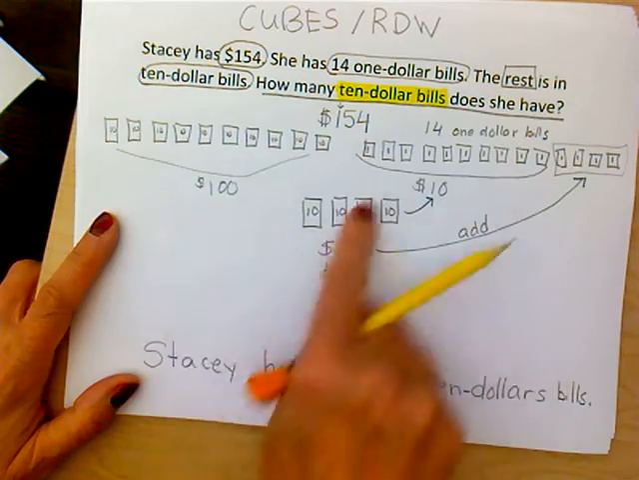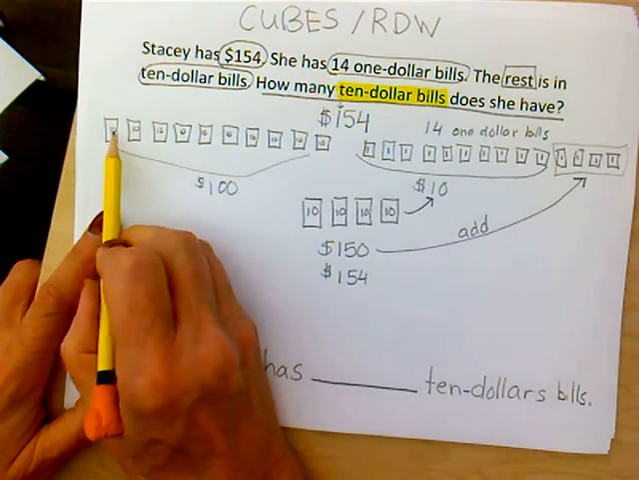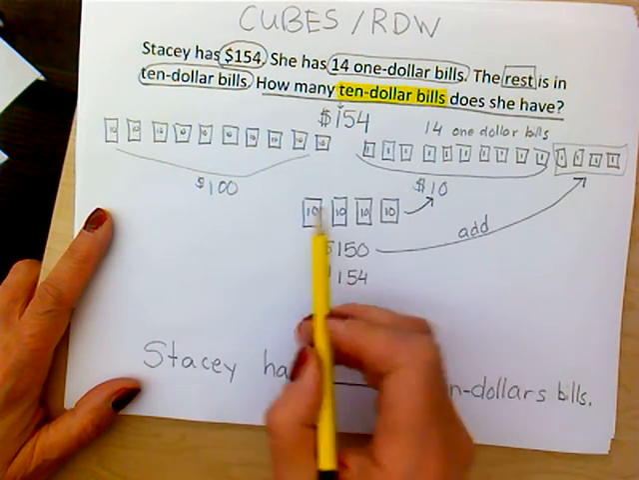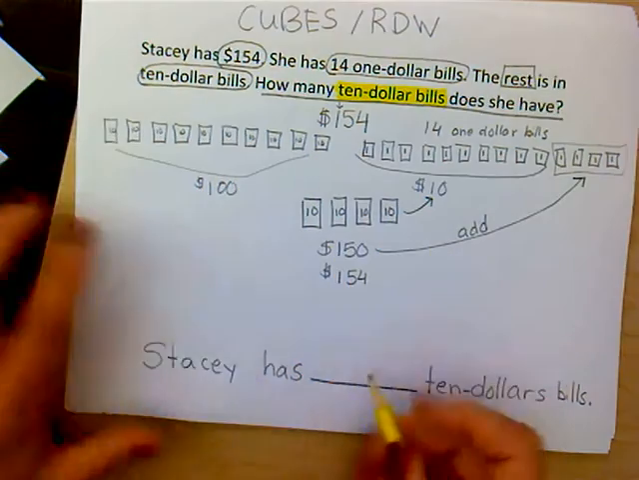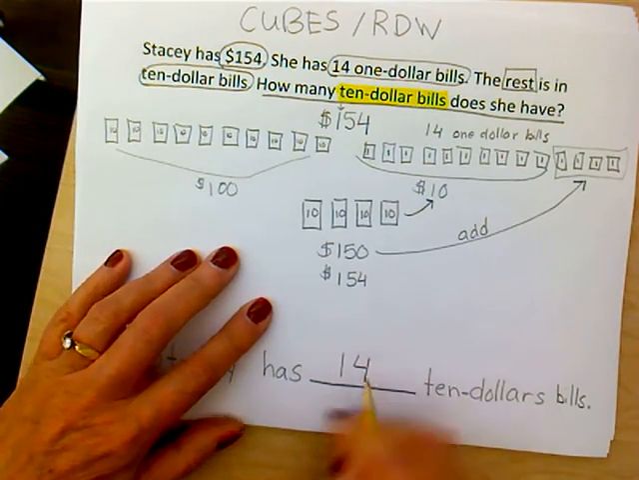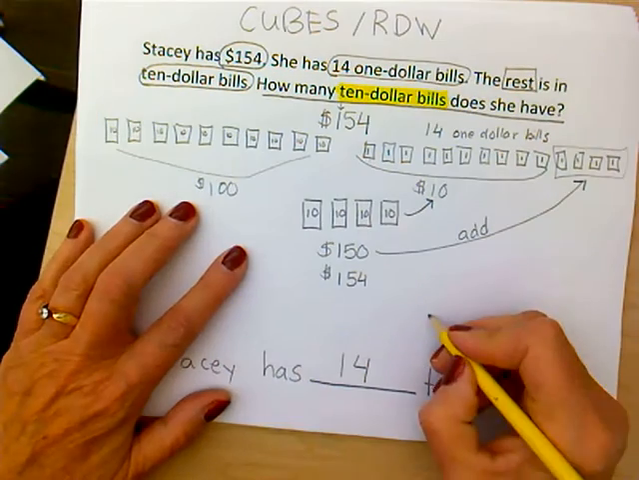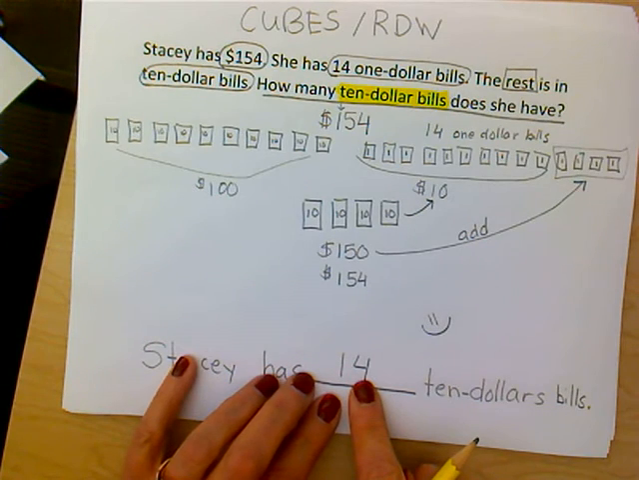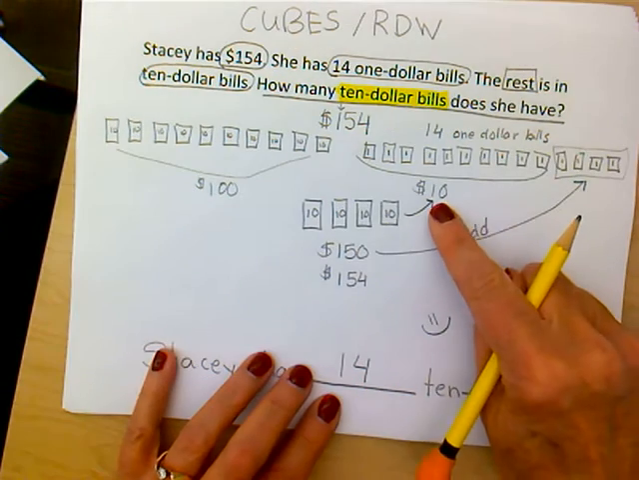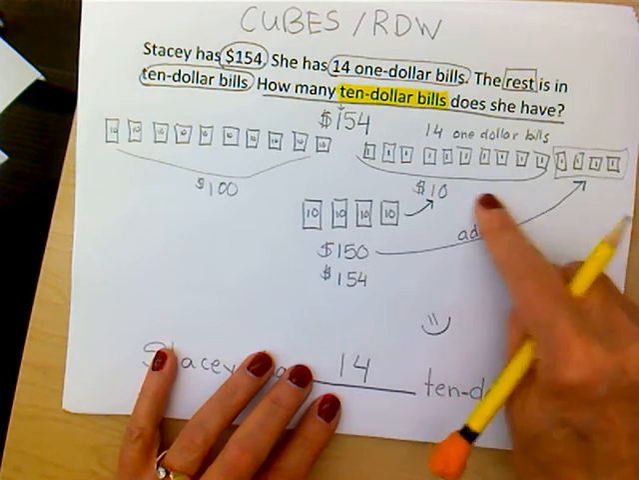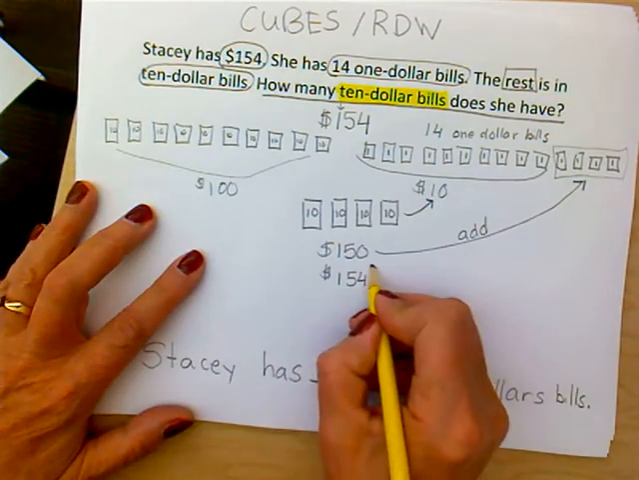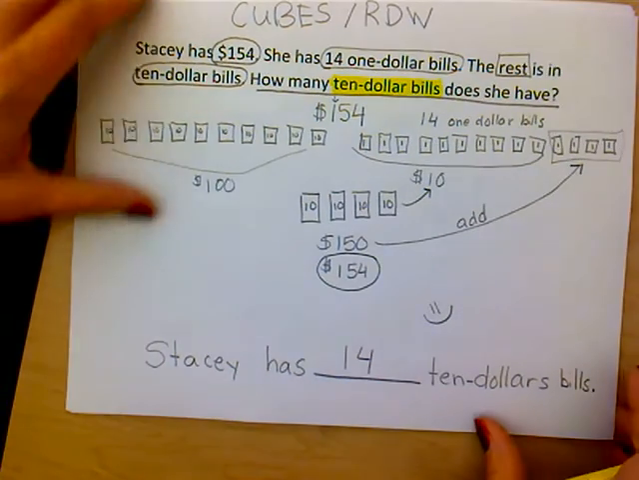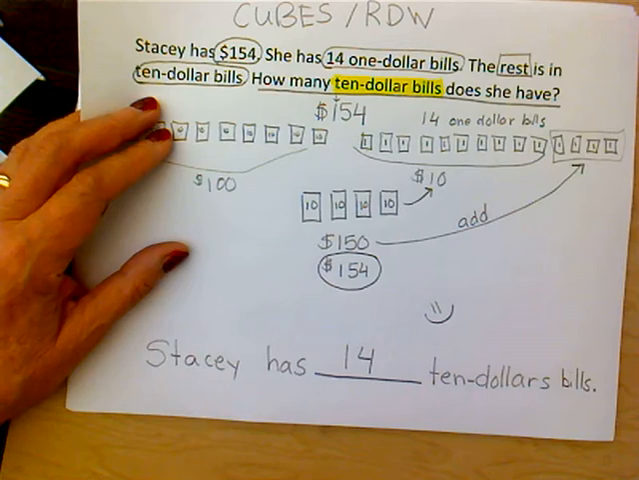Let's count and see how many of these turned out to be $10 bills. 1, 2, 3, 4, 5, 6, 7, 8, 9, 10, 11, 12, 13, 14. If you said 14 of those bills would be $10 bills, you would be exactly correct. So when I take those 14 $10 bills, which would be 140, add that 10, which is in ones, and then these extra ones, I would come up with my grand total of 154. So if you said Stacy has 14 $10 bills, congratulations.